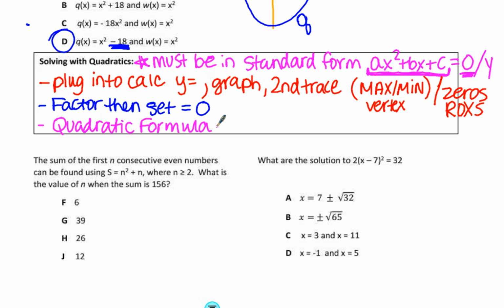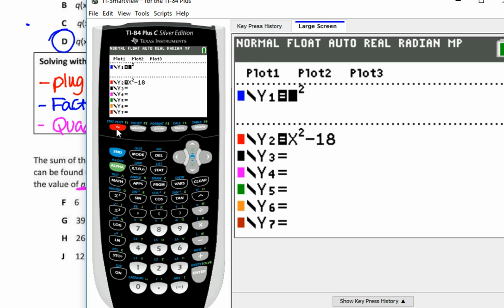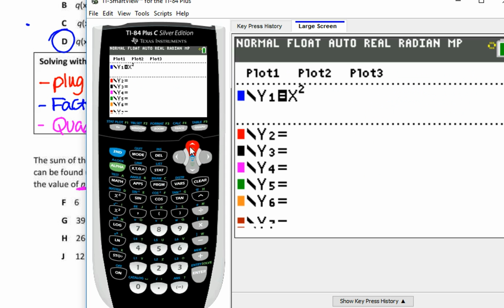So for example, we're given the sum of the first n consecutive even numbers can be found using this function, where n is greater than or equal to 2. What is the value of n, which is representing x for us, when the sum is 156? So I'm going to replace this with x and y, so I have y equals x squared plus x, and I'm going to pop that into my calculator. Then let's go look at our table.